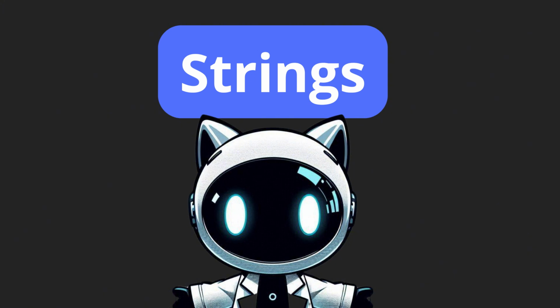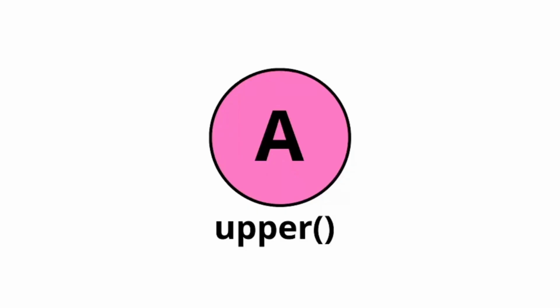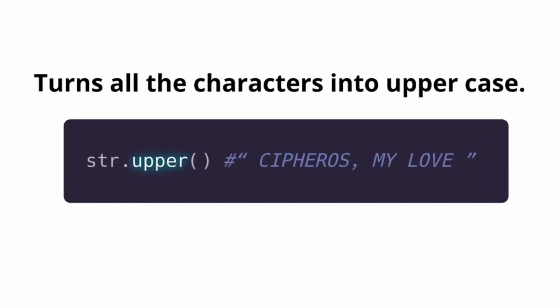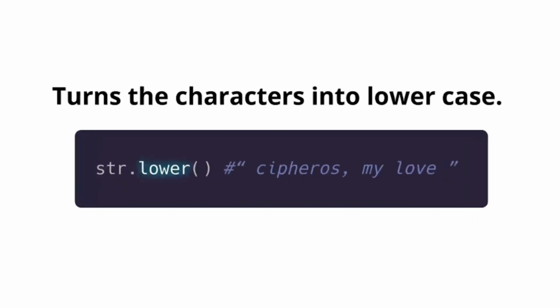We're going to move on to the string methods. So if we declare a string just like this, we can apply the next built-in methods. And the first one is upper. What it does is turn all the characters into uppercase. Similarly, with lower, we're going to turn all the characters into lowercase.